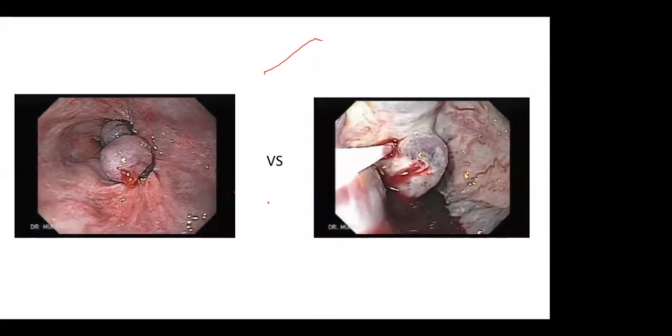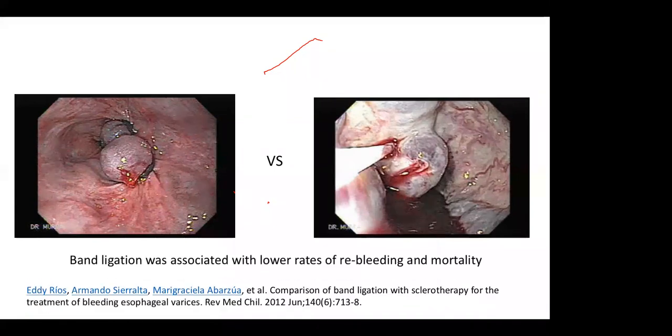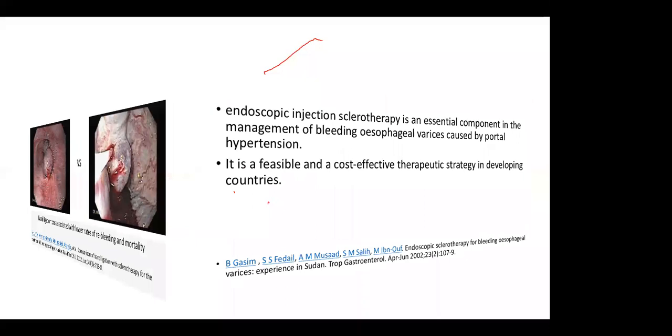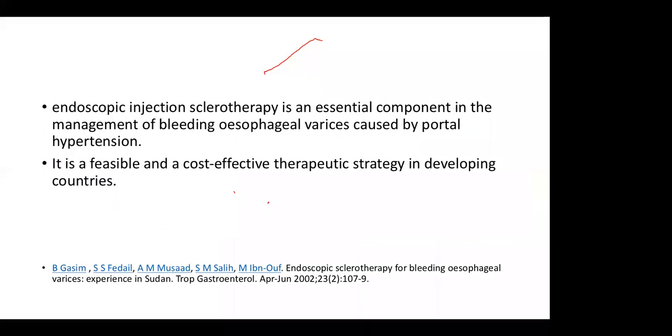So if we ask ourselves the question, variceal ligation versus variceal sclerotherapy, the answer is that band ligation was associated with lower rates of rebleeding and mortality. But endoscopic injection sclerotherapy is an essential component in the management of bleeding esophageal varices caused by portal hypertension. It is a feasible and cost-effective therapeutic strategy in developing countries, especially in Sudan, and even in the bleeding center.